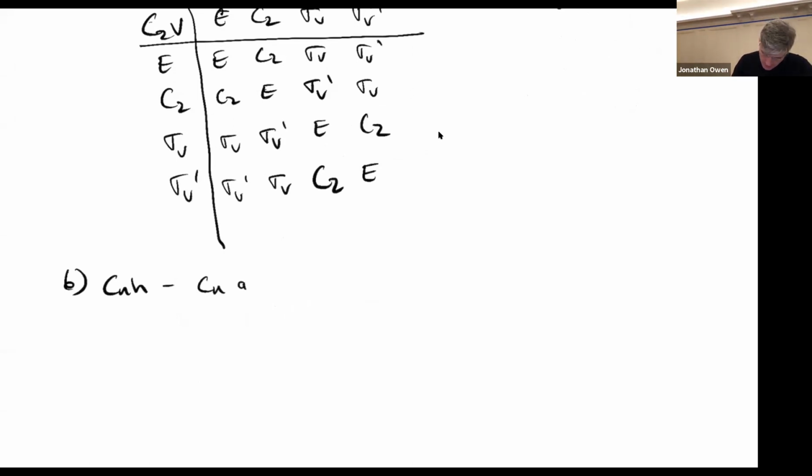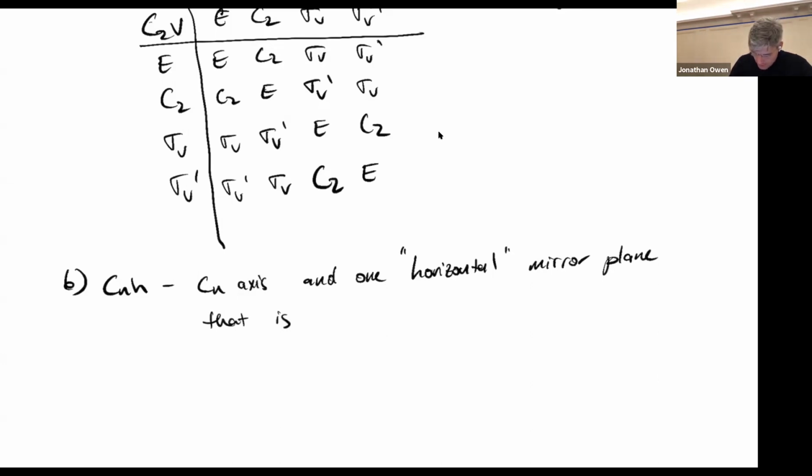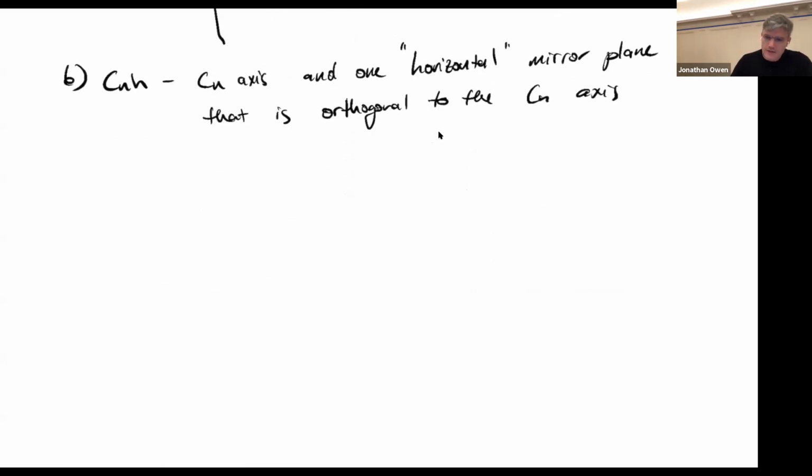These guys have a CN axis and one horizontal mirror plane that is orthogonal to the CN axis. These are tricky. It's hard to recognize them.